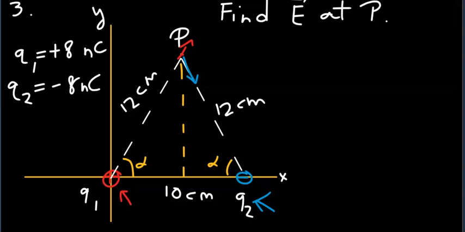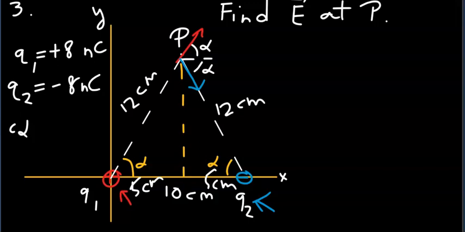Now note, this angle right here is alpha, because it's the same as that angle, and this angle is also alpha, the same as that angle. So this is the midpoint, so that means this side is 5 cm, and that is 5 cm. So for later purpose, cosine alpha is quite simply 5/12.